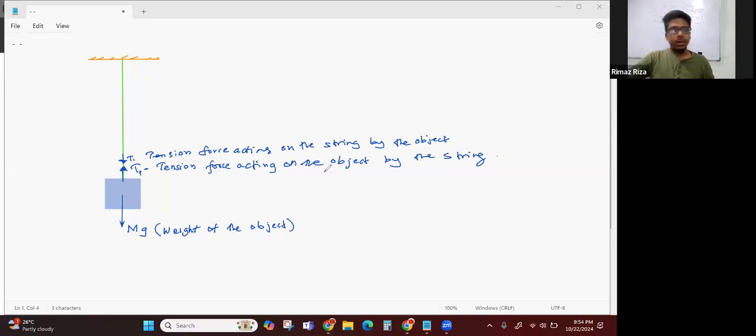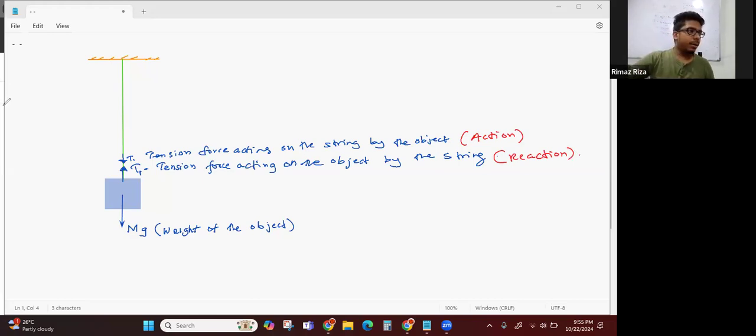So here, if you consider the tension force acting on the string by the object as the action, then the other one is the reaction. Newton's third law: every action has an equal and opposite reaction. This is the action and this is the reaction. And we studied that under Newton's third law, this action and reaction always act on two bodies, not on the same object. Do you remember? Yes, sir.